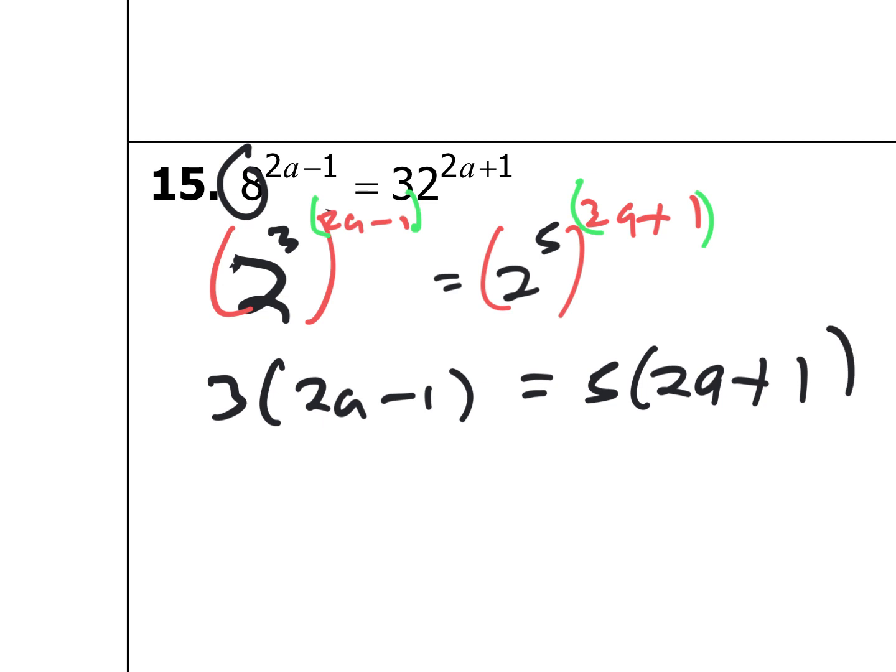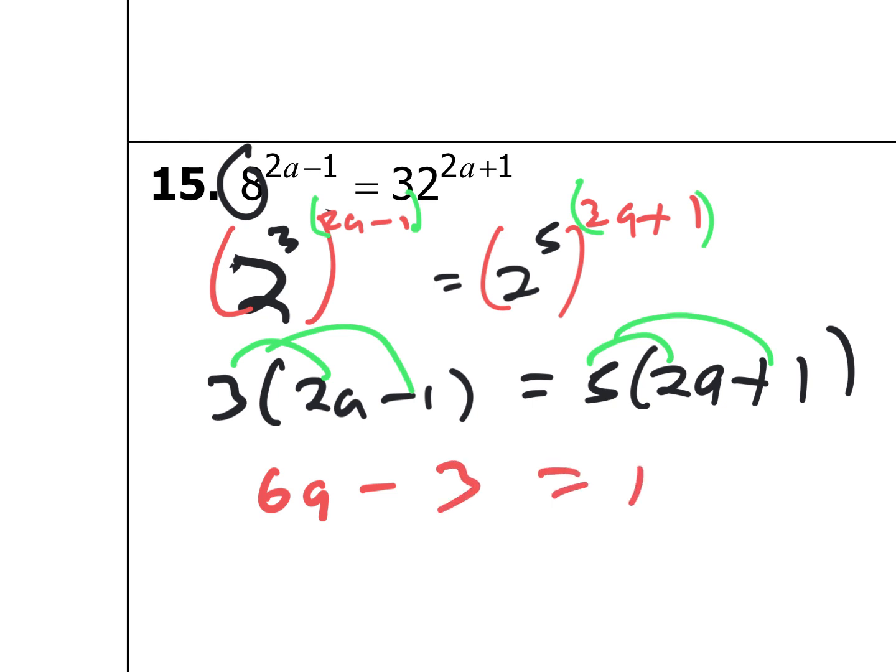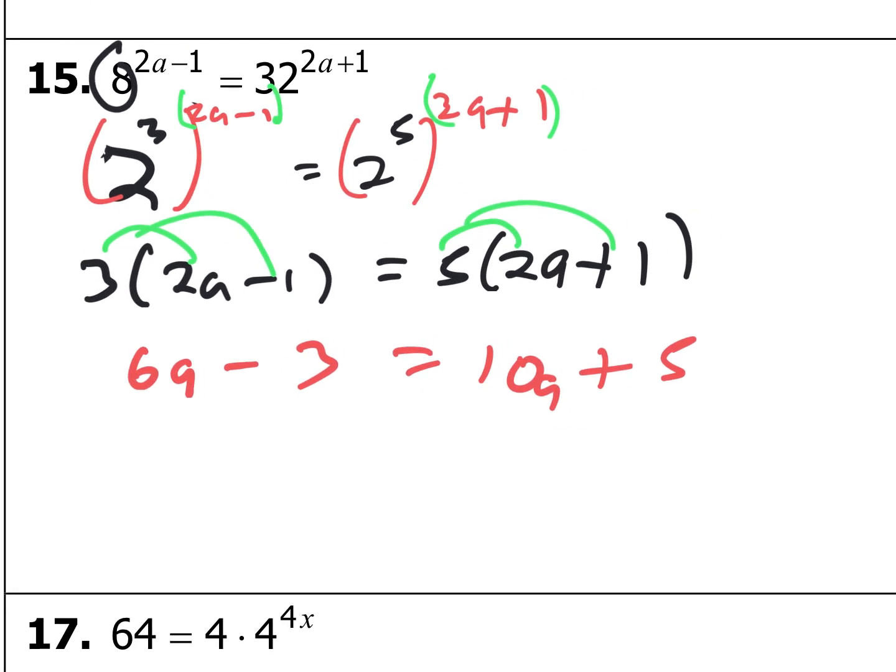And then when you distribute both sides, this gives me a 6a minus 3. This side gives me a 10a plus 5. Okay, do you understand this? Yes. You see what we did? Remember the power to a power? Is that 10? Yes, 10a. 5 times 2 is 10a.